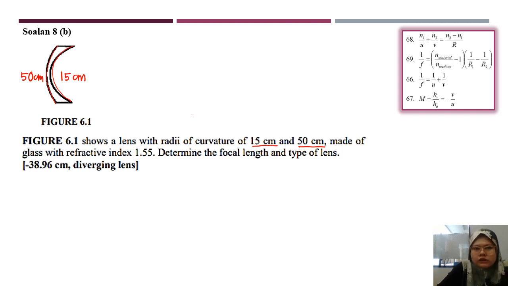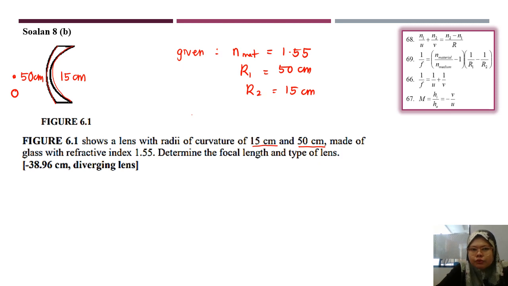Okay, so let's say the location of the object dekat sini. So given here, the index of refraction of the material adalah 1.55. Okay, and then R1 will be 50 cm, and R2 will be 15 cm. Disebabkan objek duduk dekat belah kiri ni, jadi objek ni dia akan facing R1 which is a convex surface, which is positive 50 cm. Okay, and R2 also adalah convex surface, so dia adalah positive 15 cm.